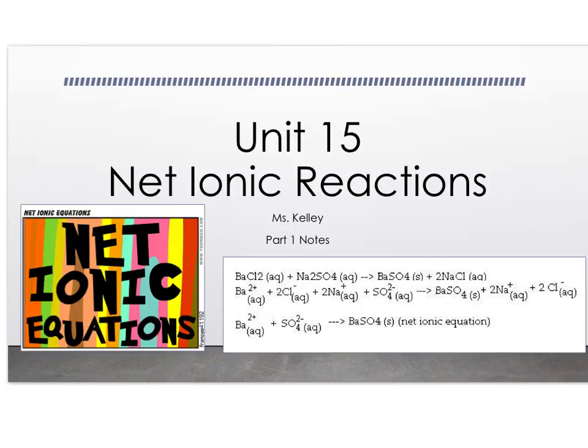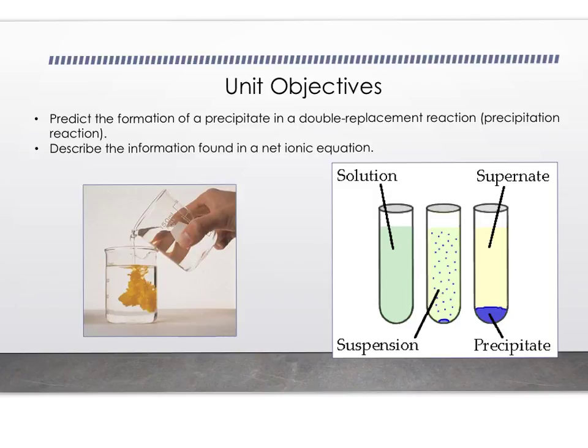This is Unit 15, Net Ionic Reactions, Part 1 Notes. By the end of this unit, you should be able to predict the formation of a precipitate in a double replacement reaction, also known as precipitation reactions. You should also be able to describe the information found in a net ionic equation.